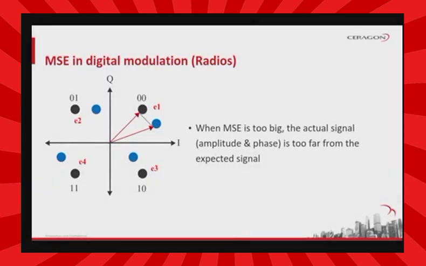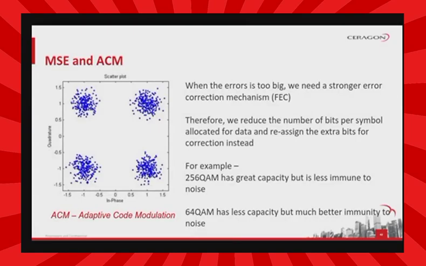When MSE is too big, the actual signal, amplitude and phase, is too far from the expected signal. When the error is too big, we need a stronger error correction mechanism called forward error correction, or FEC. Therefore, we reduce the number of bits per symbol allocated for actual data and reassign some of the bits for correction instead. For example, 256 QAM has greater capacity than the lower 64 QAM modulation but also poorer immunity to noise compared to 64 QAM, which has less capacity and is more robust and therefore more immune to noise.